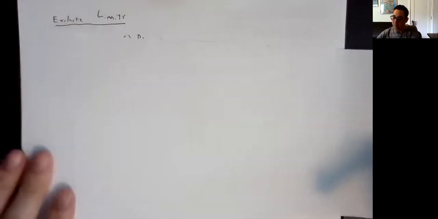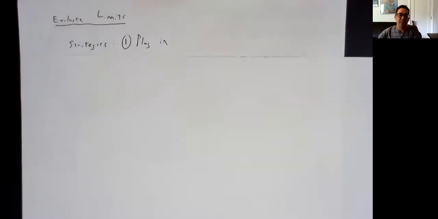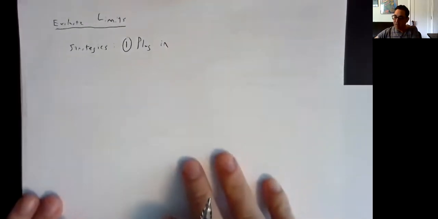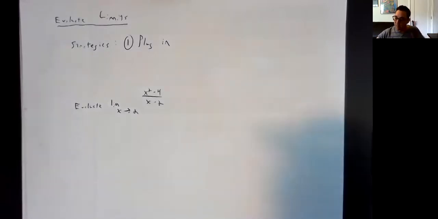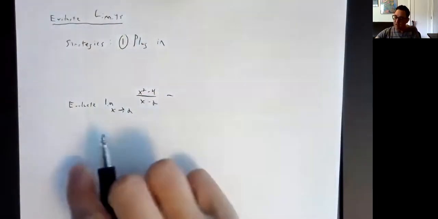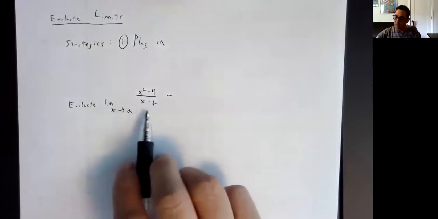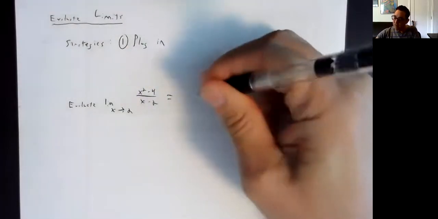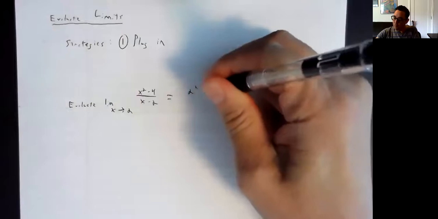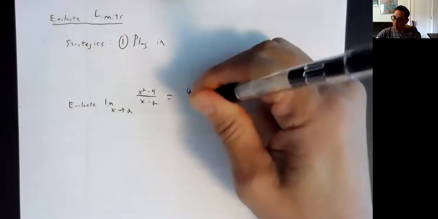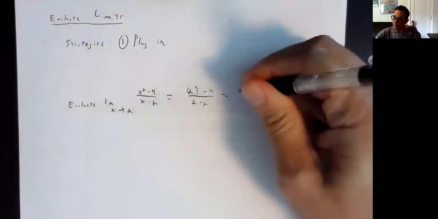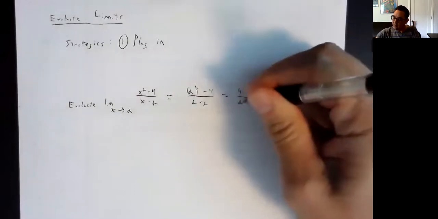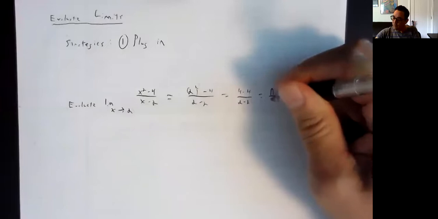So evaluating limits, main strategy is just plug it in, right? Just plug in what you've got. But let's try that with this problem, okay? So with this problem, let's try find the limit as x approaches 2 of this. And if you do that, you get 2 squared minus 4 over 2 minus 2. And the top part is 4 minus 4, and the bottom part is 2 minus 2, and we get 0 over 0.